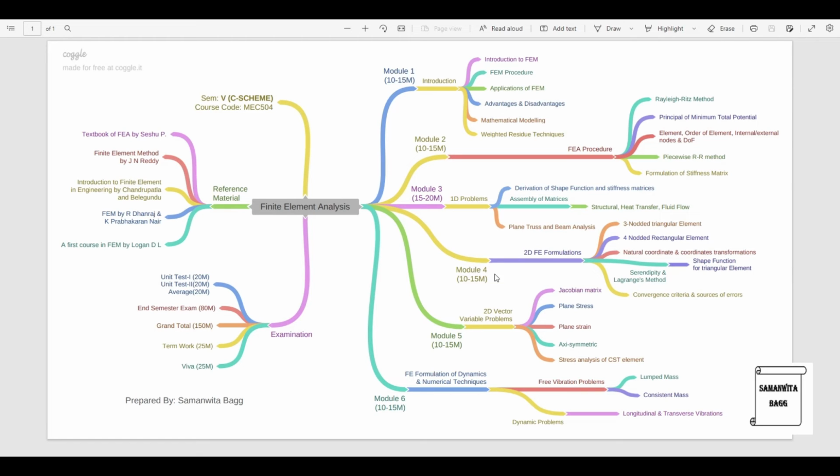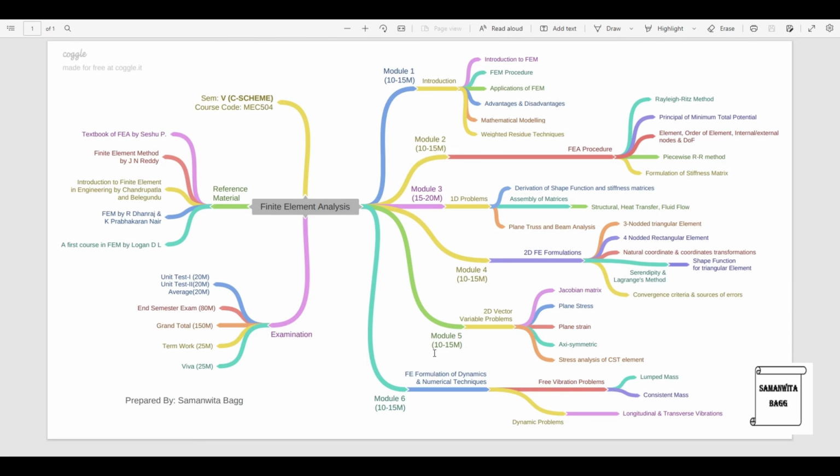So this module 4 can be asked for 10 to 15 marks. In certain papers, it has also touched 20 marks. So it completely depends on what kind of paper you are going to face. So you should read these topics.